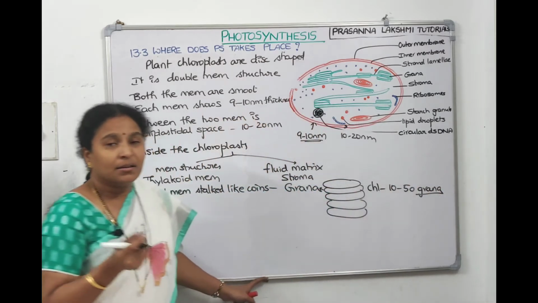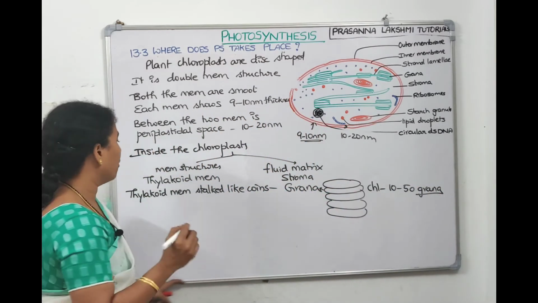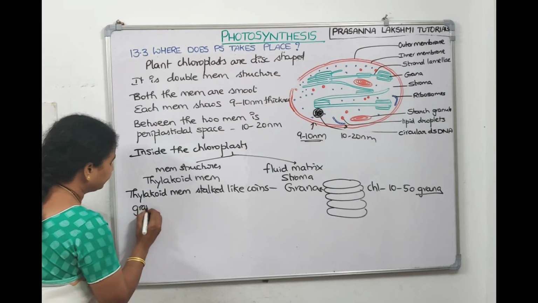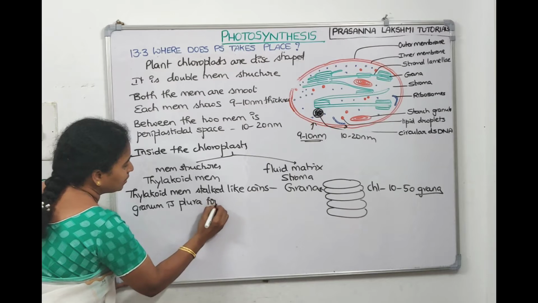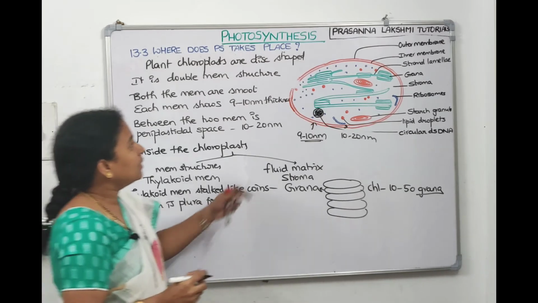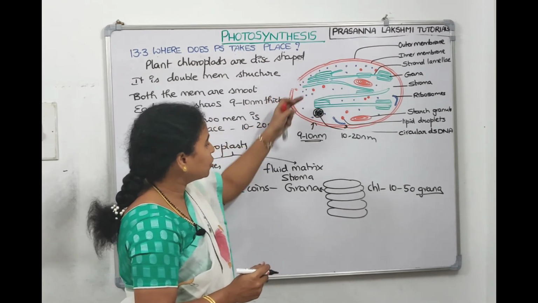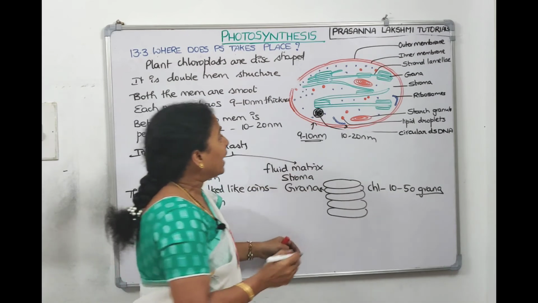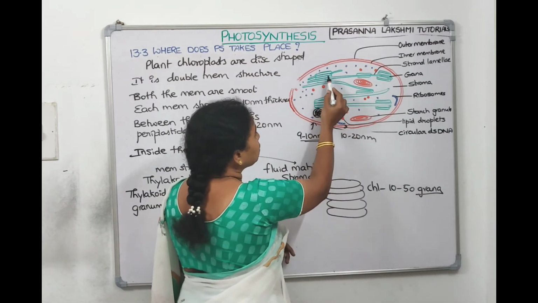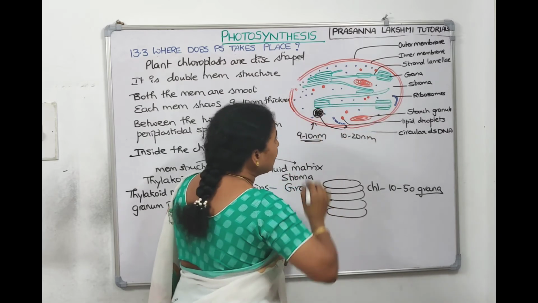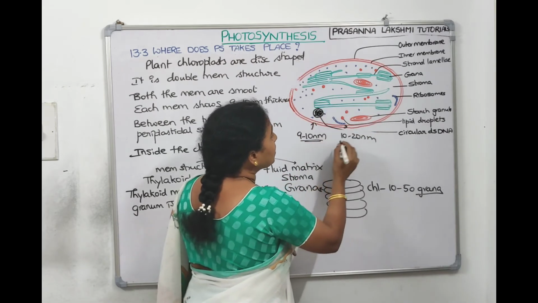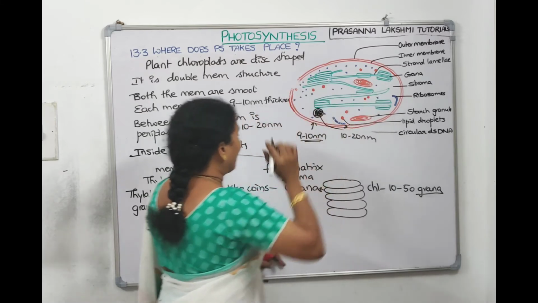Right? And granum is the singular form, grana is the plural form. This piling up structure is called grana. This is one grana, this is another grana, another grana. They are interconnected by these. What are these called? They are called stroma lamellae.